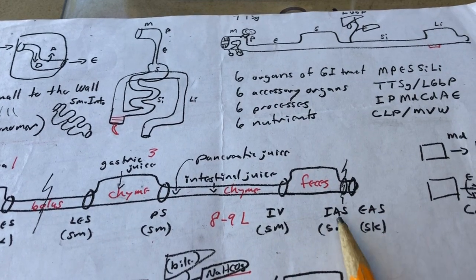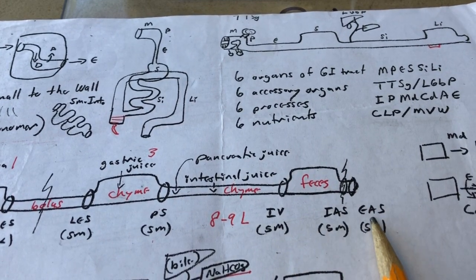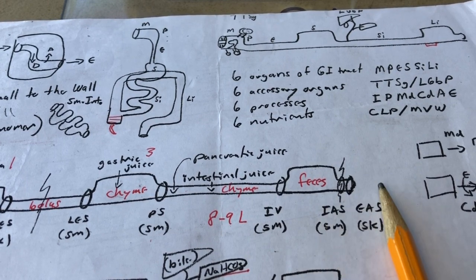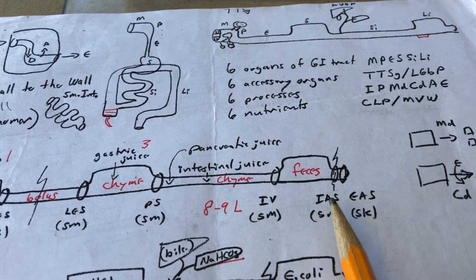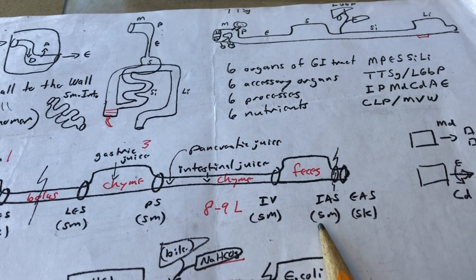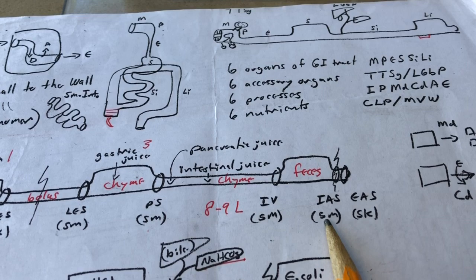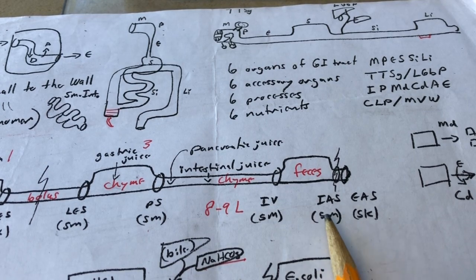The last two sphincters are the internal anal sphincter and the external anal sphincter. They both separate the lumen of the large intestine from the external environment. The internal anal sphincter is smooth muscle. The external anal sphincter is skeletal muscle. The internal anal sphincter is pretty much under the control of the spinal cord.